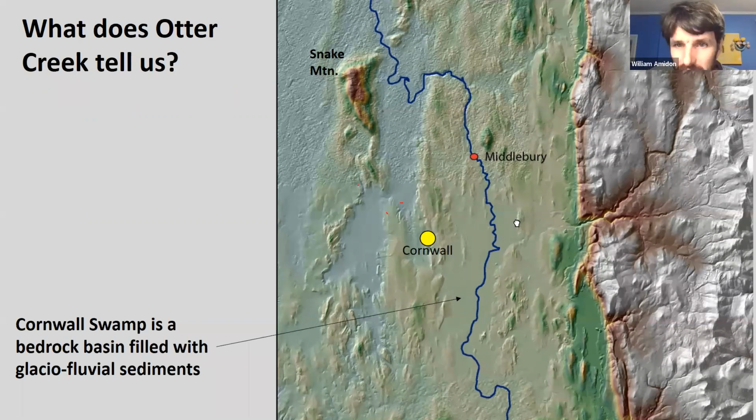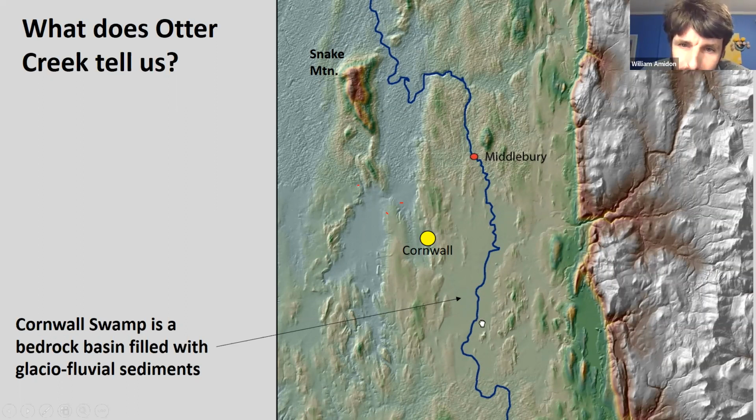And so just to orient us again, the blue line is Otter Creek, the yellow dot is Cornwall Town Hall, the red dot is Middlebury. This is Snake Mountain over here. This is East Middlebury over here. So one of the things we see as we zoom to this level is Otter Creek is a weird beast.